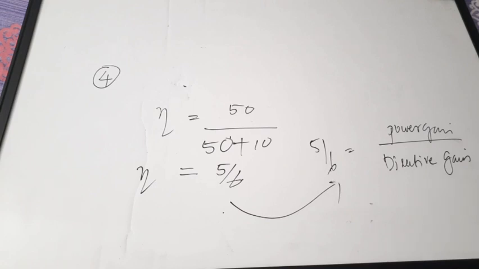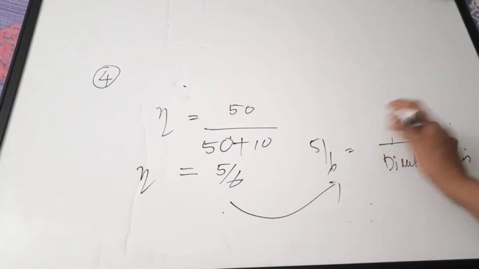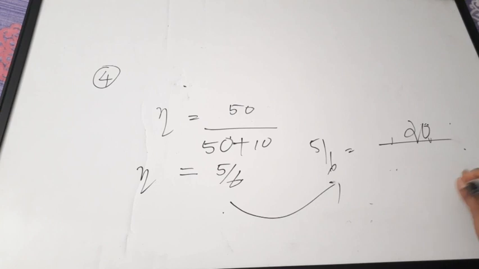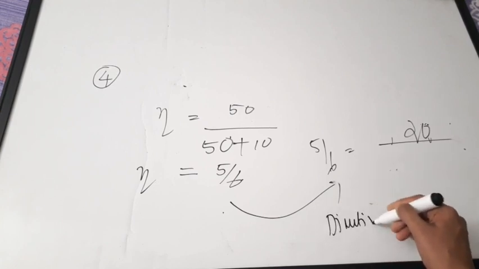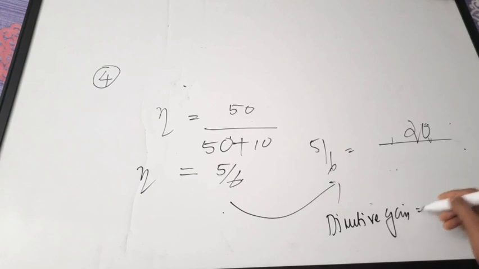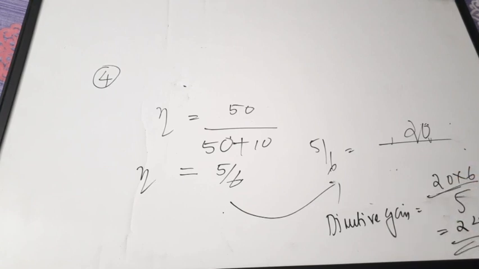Now what is the power gain? Power gain is 20. Now what is directive gain? Directive gain is 20 by 5 by 6, or 20 into 6 by 5. The value you will be getting is 24. So 24 is the answer, and the correct option is option A.